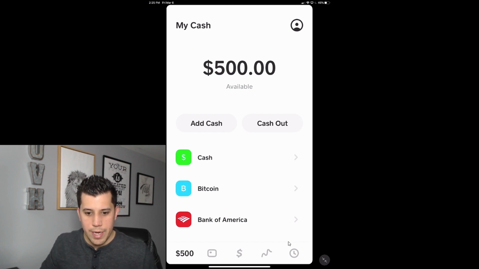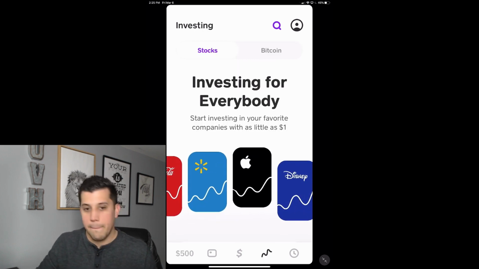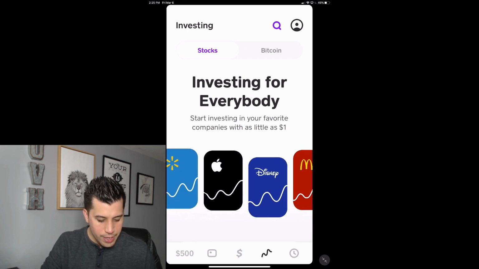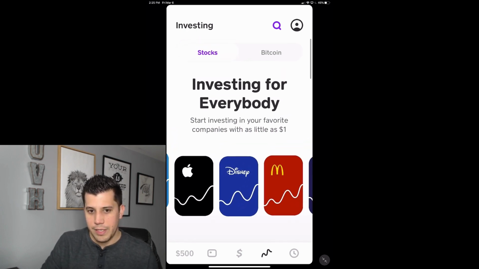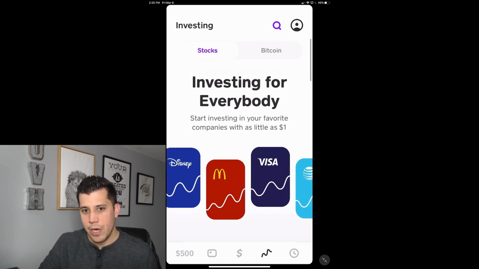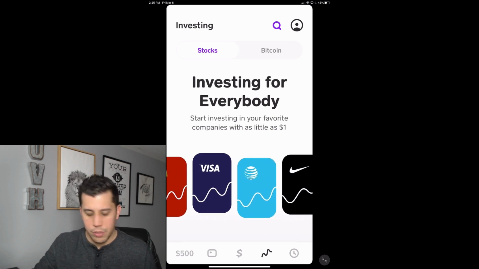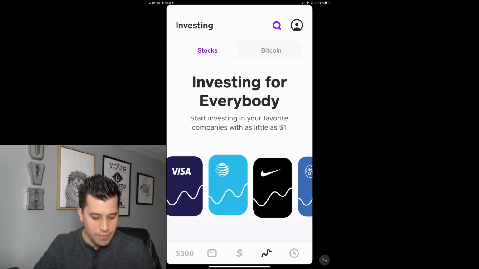What I'm going to be looking at down here is this little squiggly line, which is for stock investing. And right now, market is down a ton. So I wonder if they're going to have less demand, or if they have a lot of people selling, because you can only buy stocks on here. You can't short stocks. So you can only be long stocks. So you want the stocks to go up, obviously.